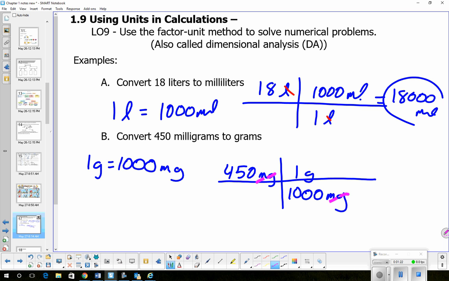So here, whoops, I forgot to trade back out. Here we're going to end up with 0.450 grams. Now when you write a small number like that, I want you to get used to putting the 0 before the decimal. Okay? Everybody okay so far?